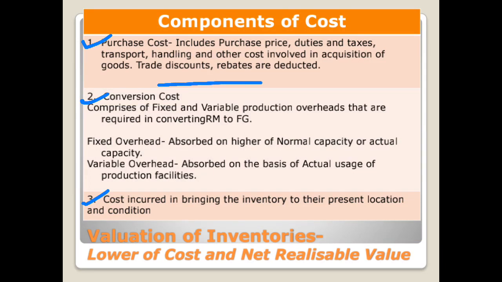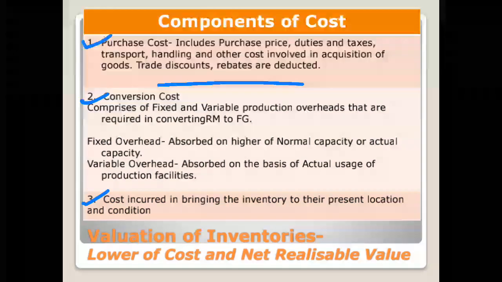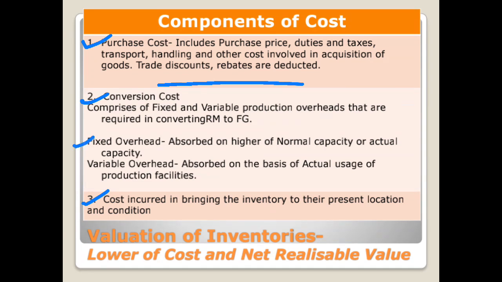Trade discounts and rebates are deducted. Conversion cost: the overhead cost and the labor cost incurred in converting the raw material to FG, we consider those to be overheads. Overheads are also further classified into fixed overhead and variable overhead. Fixed overhead is absorbed on the higher of the normal capacity or actual capacity utilization, whereas variable overhead is absorbed on the basis of actual usage of the production facilities or actual capacity.